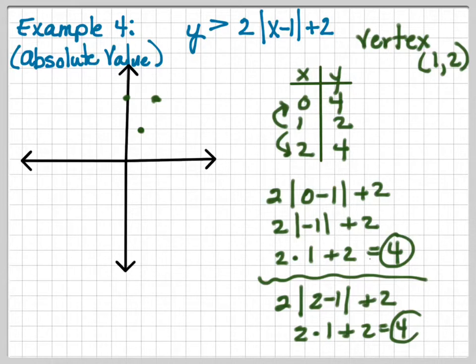Now I have to determine what kind of line I'm going to attach these with, and since it's greater than, it will be a dotted line, and since it's greater than, that means y is getting bigger. Where is y getting bigger? Well, it's getting bigger inside that V.